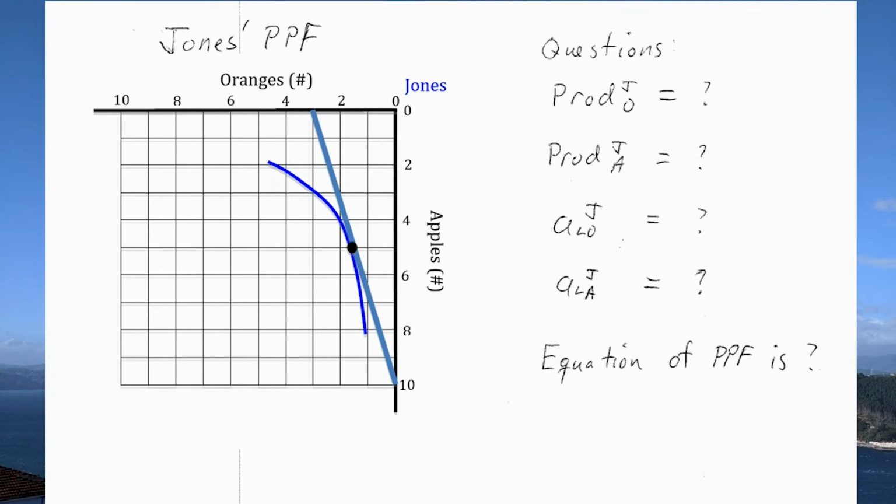He has both. Now we could also ask the question, what about who has the comparative advantage in apples? To do that, we have to flip those variables around. 3/10 is going to become 10/3 oranges per apple. Jones's 10/3 is going to be 3/10. We flip it around.